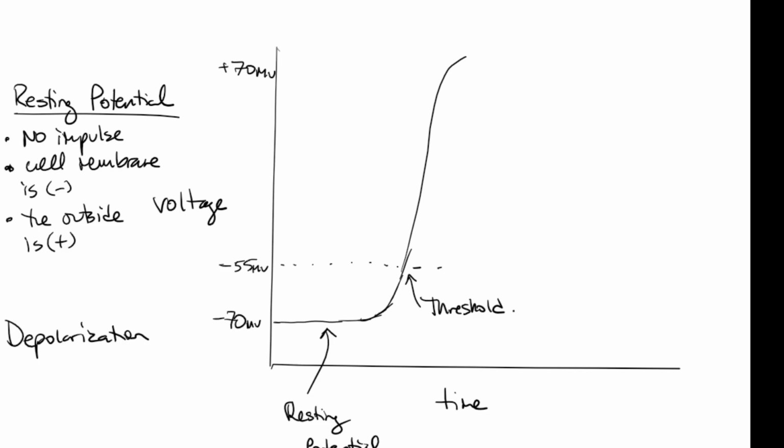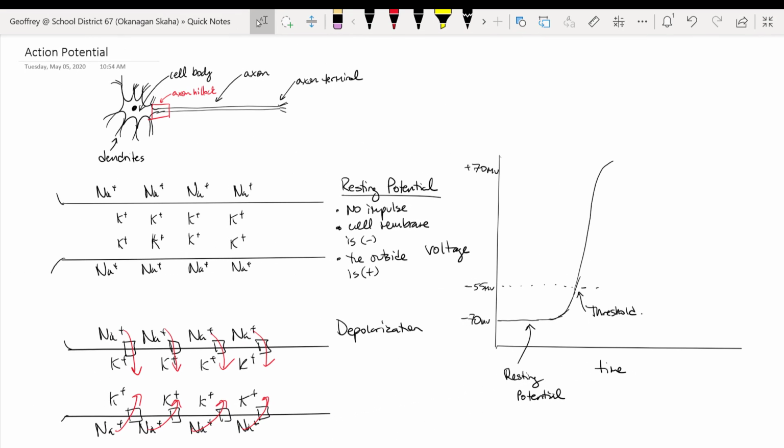So then once it gets past this negative 55, we get enough sodium in, then it causes our impulse to move along, and it's really a domino effect, all right? And so more and more sodium channels open because the other ones behind it also opened, and it moves down, it's propagated down the neuron. All right, and so this is called depolarization.